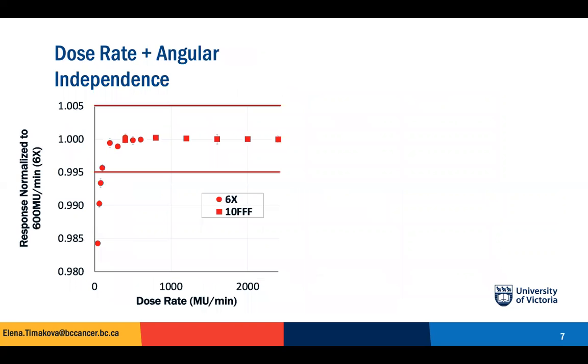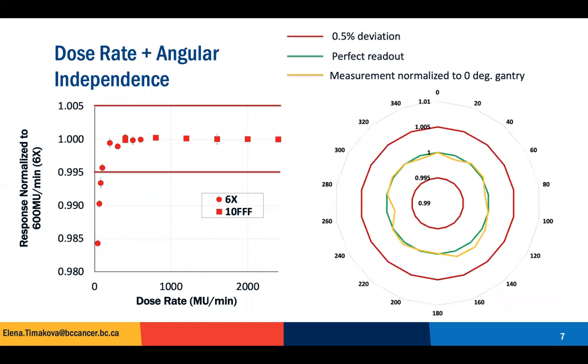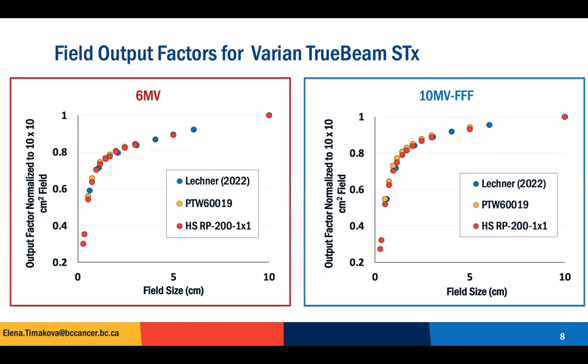The system showed no dose rate dependence for dose rates of about 100 monitor units a minute to 2,400 monitor units a minute, and also showed no dependence on the angle of irradiation for gantry angles of 0 degrees to 360 degrees. Additionally, field output factors were measured for field sizes of 10 by 10 centimeters, all the way down to 0.25 by 0.25 centimeters for 2 energies, the 6 MV energy beam and 10 MV flattening filter-free energy beams.